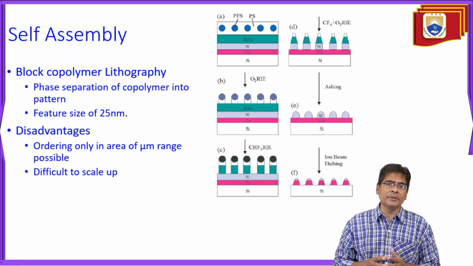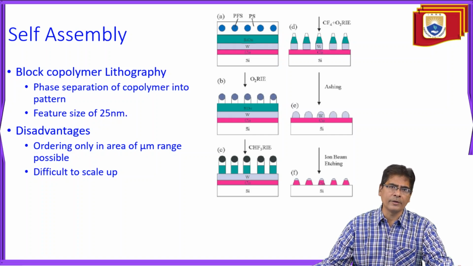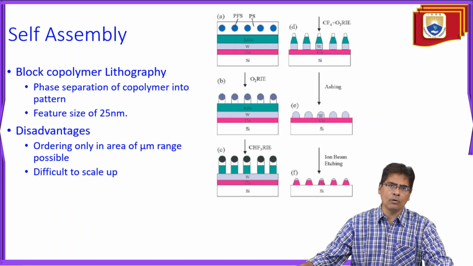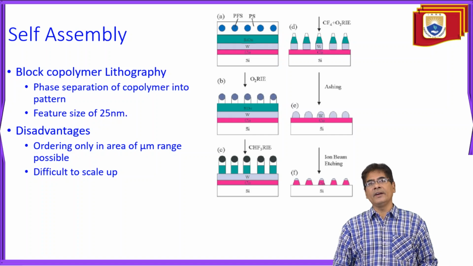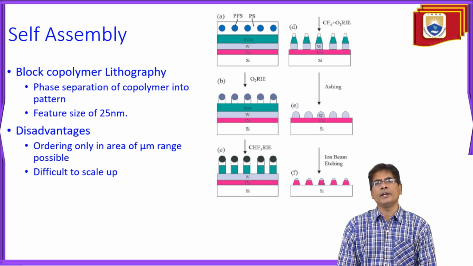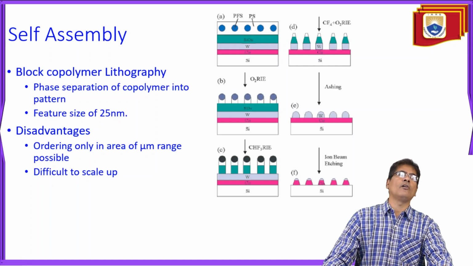So if you see self-assembly, like block copolymer lithography, it uses phase separation of copolymer into a pattern, and a feature size of 25 nanometers.